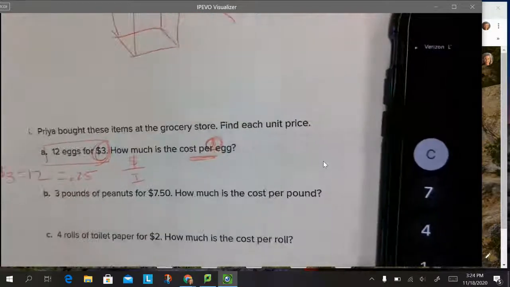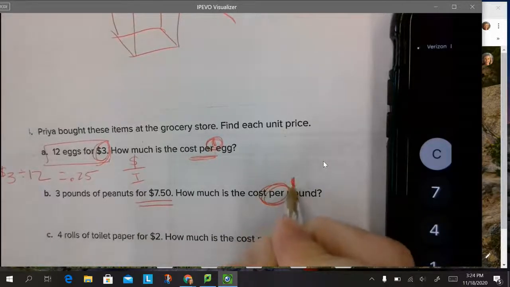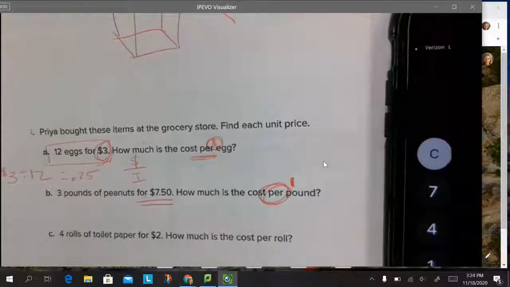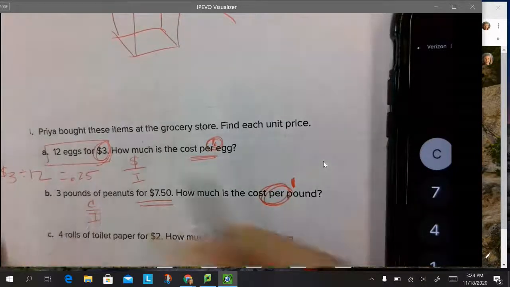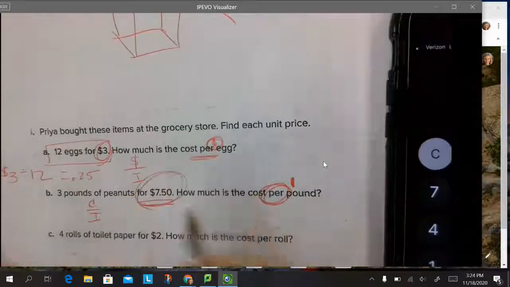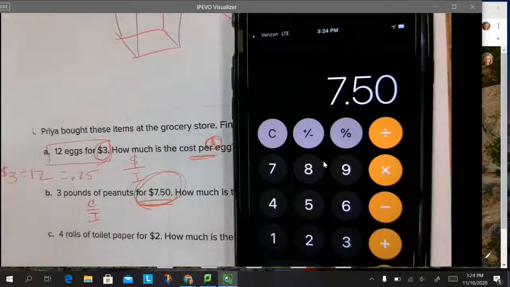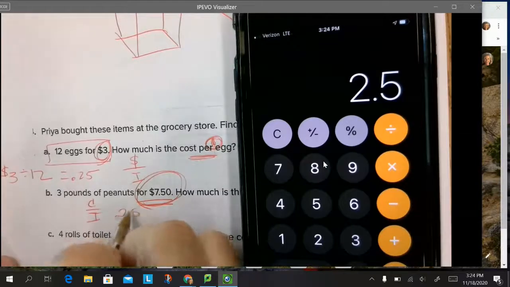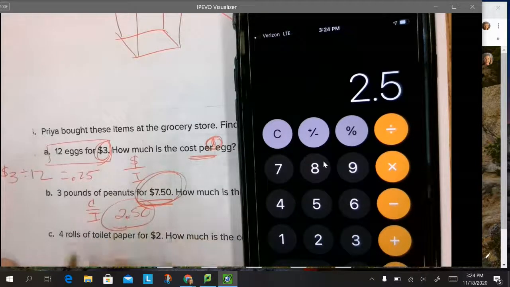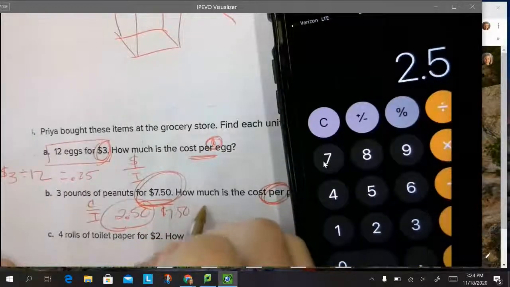The next one says 3 pounds of peanuts for $7.50. How much is the cost per 1 pound? Okay? Per 1 pound. So to figure that out, you want to do cost divided by item. So you start with your money, put it in your calculator. $7.50 divided by 3 is 2.5, or in money it's $2.50. So it's $7.50 divided by 3.